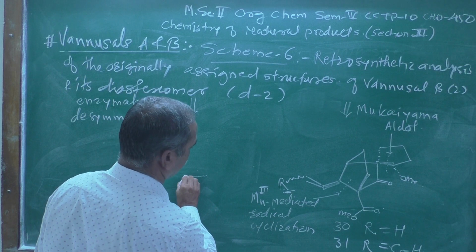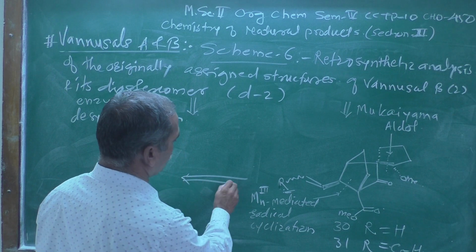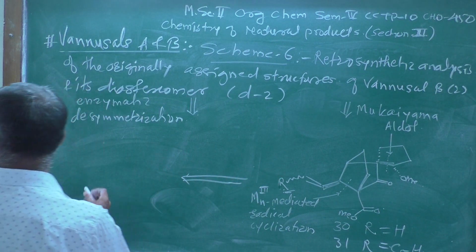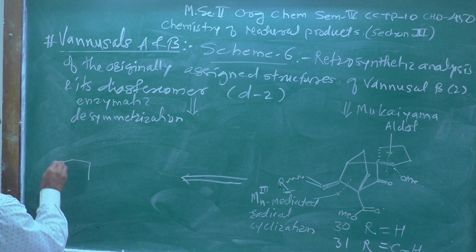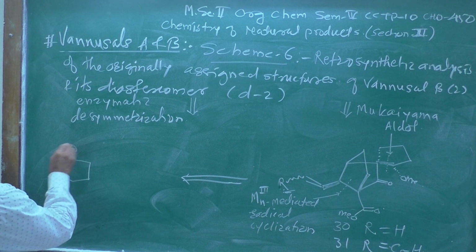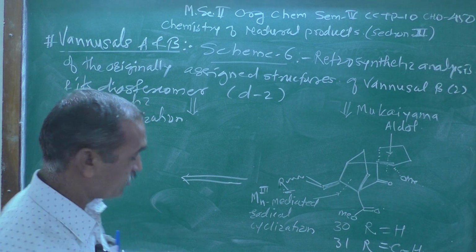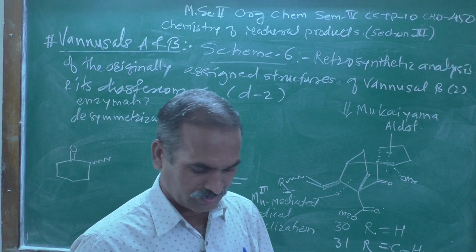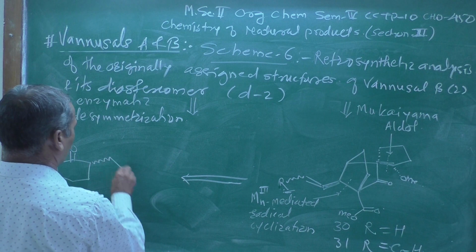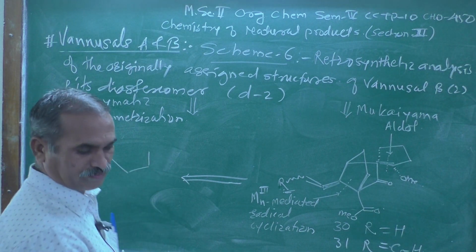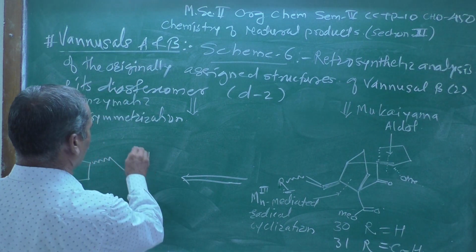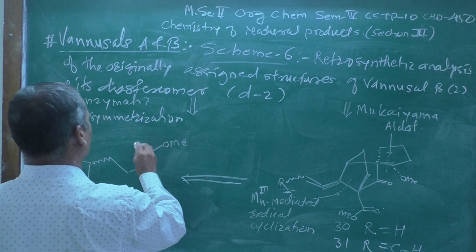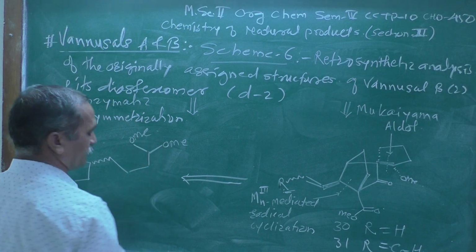So here, disconnection arrow, and after that I am going to get the structure, this one, cyclohexanone type, and then there is this type of staggered bond here, this one. Here I must write OMe, here also OMe.